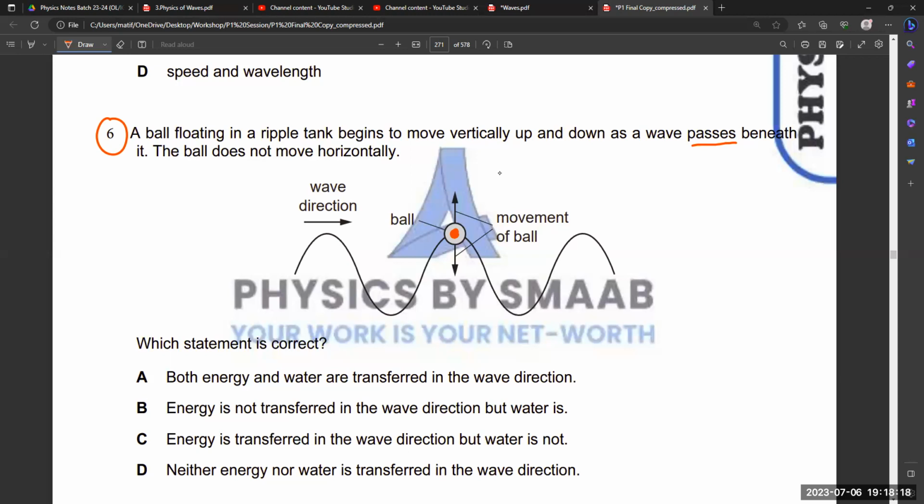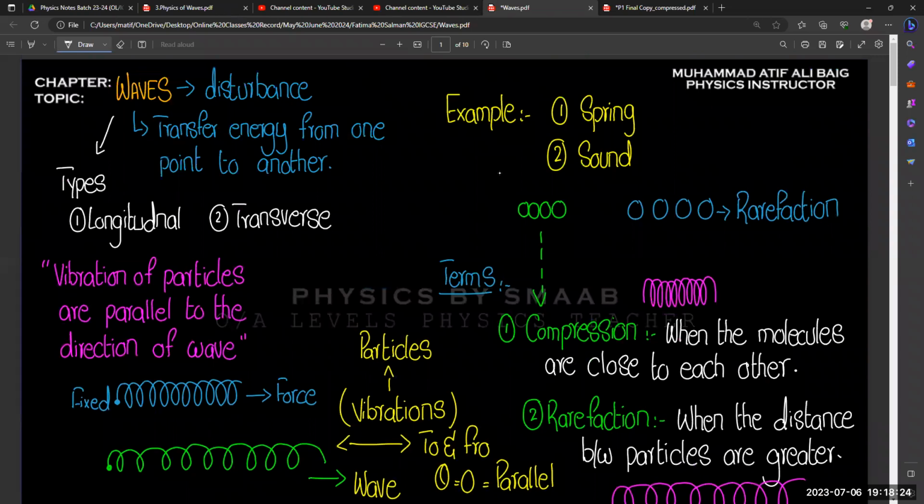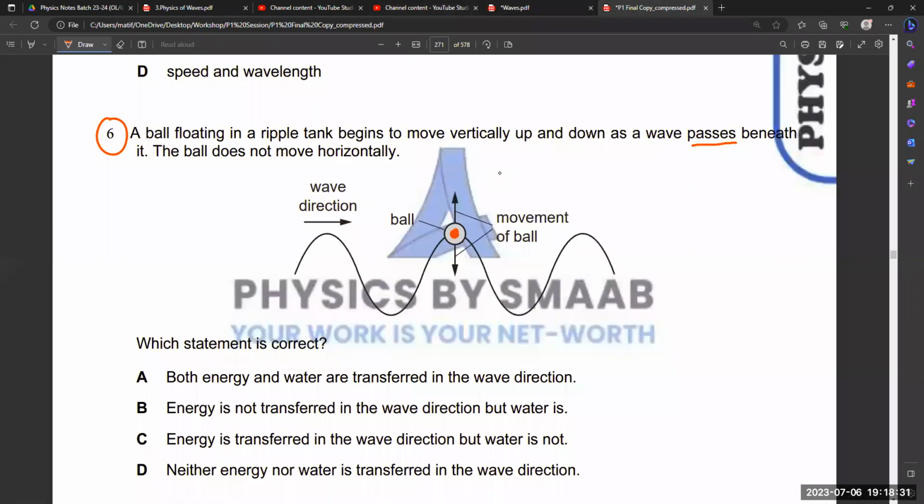If you remember in the very first topic, we discussed that waves mean only transfer of energy, from one point to another. So we are only going to transfer energy. Let's see why the ball is not going to move with the wave.